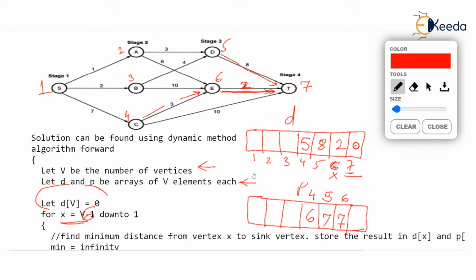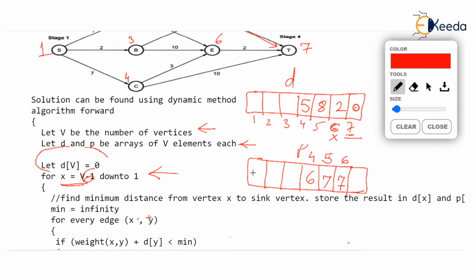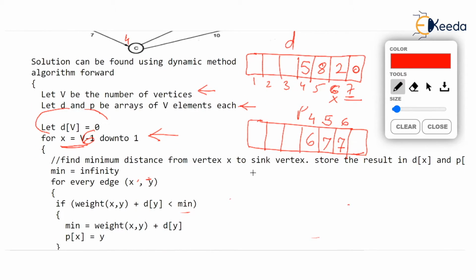Okay, now let's see how this d3 is found by our algorithm. Patiently, you just see how this d3 would be found out. If we are finding d3, surely in this for loop, x is 3, correct? The value of x is 3. And what is it saying? When x is 3, consider all the edges which begin with the third vertex and end somewhere, y.